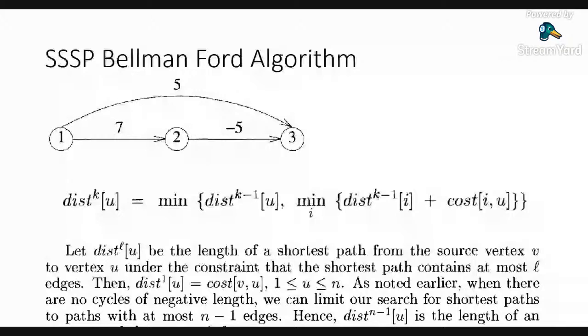So basically, here we define dist of U, with L in the superscript. This is nothing but the shortest path from vertex B to vertex U by considering at most L edges.